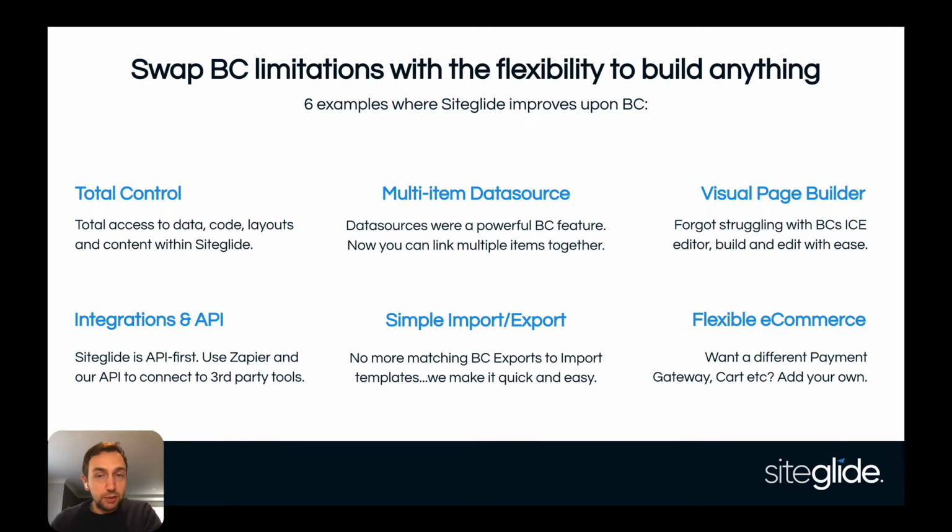Next up, we've got integrations and the API. This is one of the key points. Having data fully accessible and Siteglide being API first means that you can always take control. You can access that data, fire it off to third-party tools, perhaps using a point-and-click option like Zapier, or get deep into our API and build custom integrations.